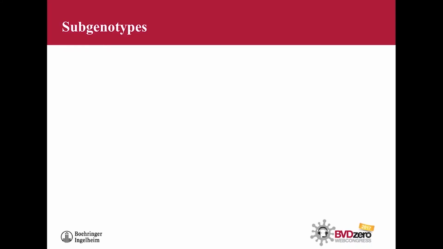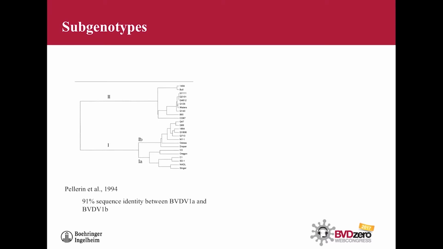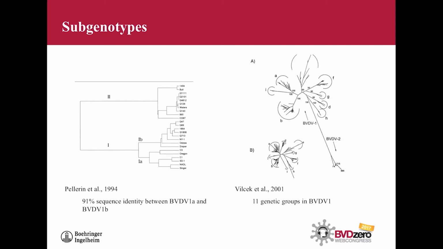Now we're going to move on a little bit farther and talk about subgenotypes. Subgenotypes were first recognized by Pellerin in 1994 when he was looking at the difference between type 1 and type 2 BVD, looking at viruses from North America. He saw that the type 1s divided into two groups, which he called 1A and 1B. Subsequently, Vilcek, looking at viruses isolated from around the world, came forward with 11 subgenotypic groups within BVD1.